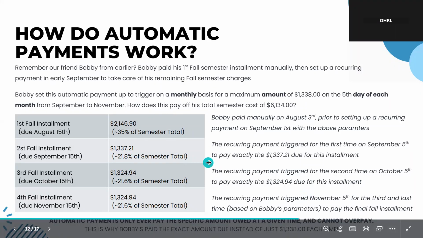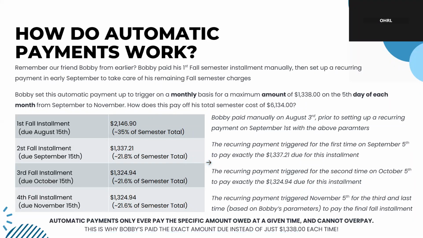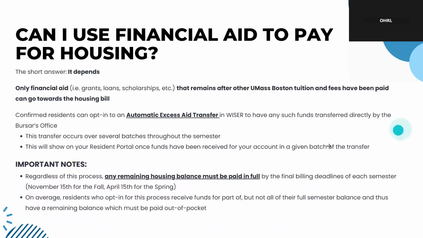Now, some old disclaimers at the bottom here. Again, auto pay only ever pays the specific amount owed at a given time and cannot overpay. This is, again, why Bobby paid the exact amount due instead of just that $1,338 each time. This is not something we've always had, and I really like it. I will say, again, you're welcome to do this on the semester plan if you'd like, but folks on the installment plan do find this more useful.